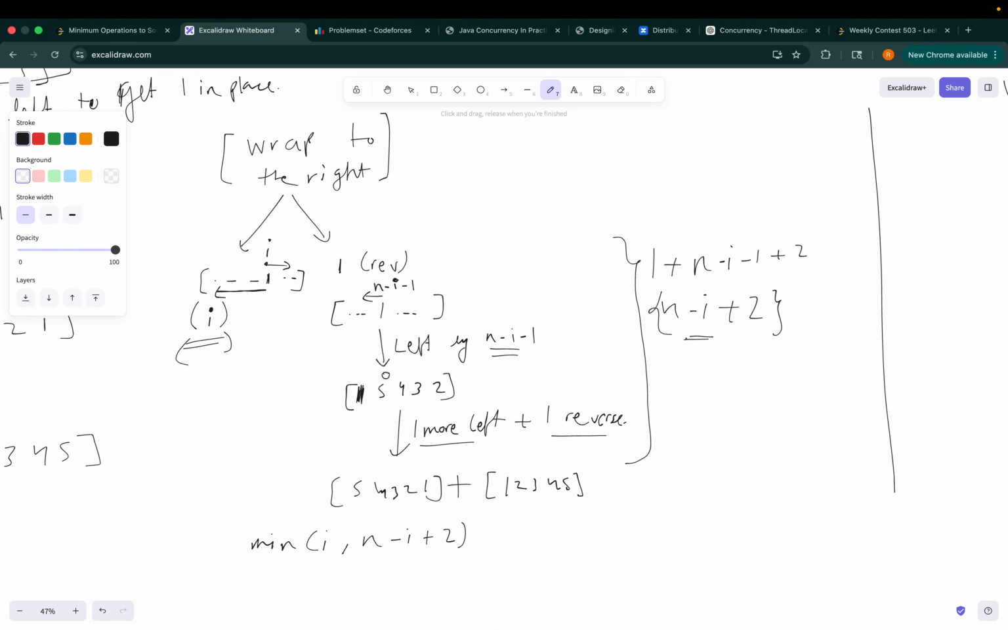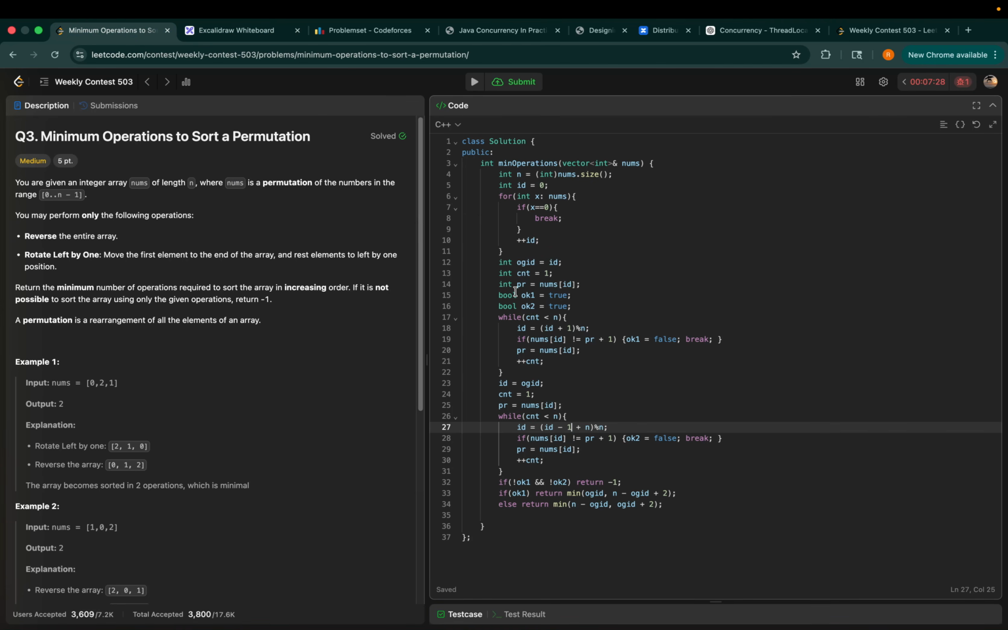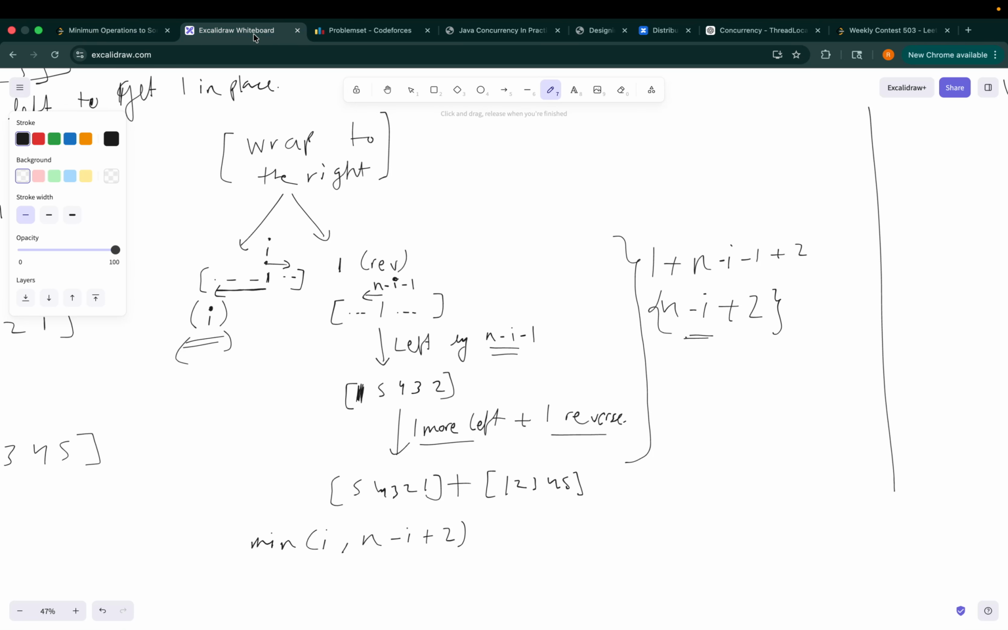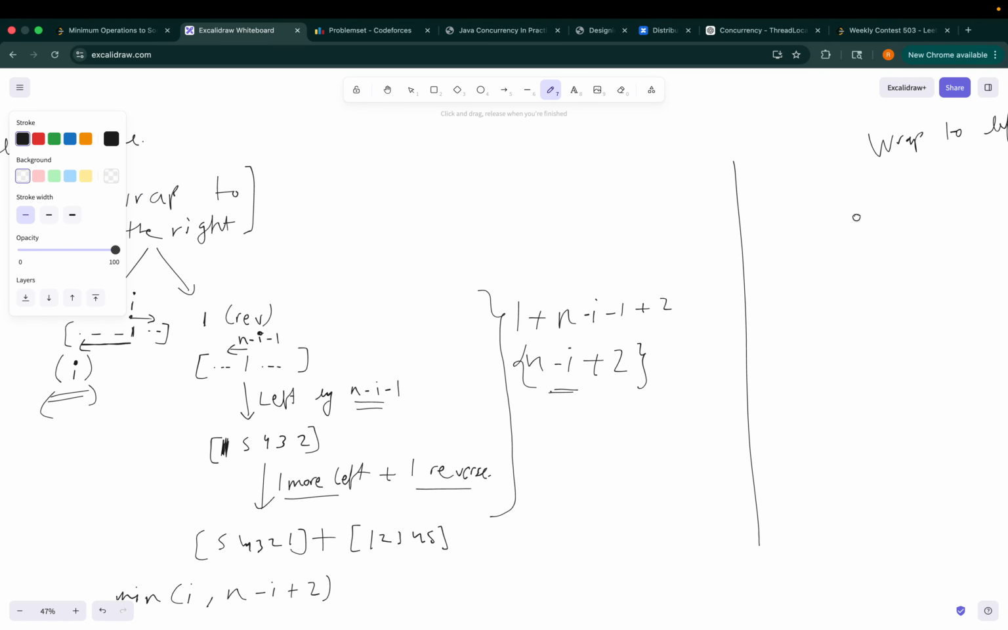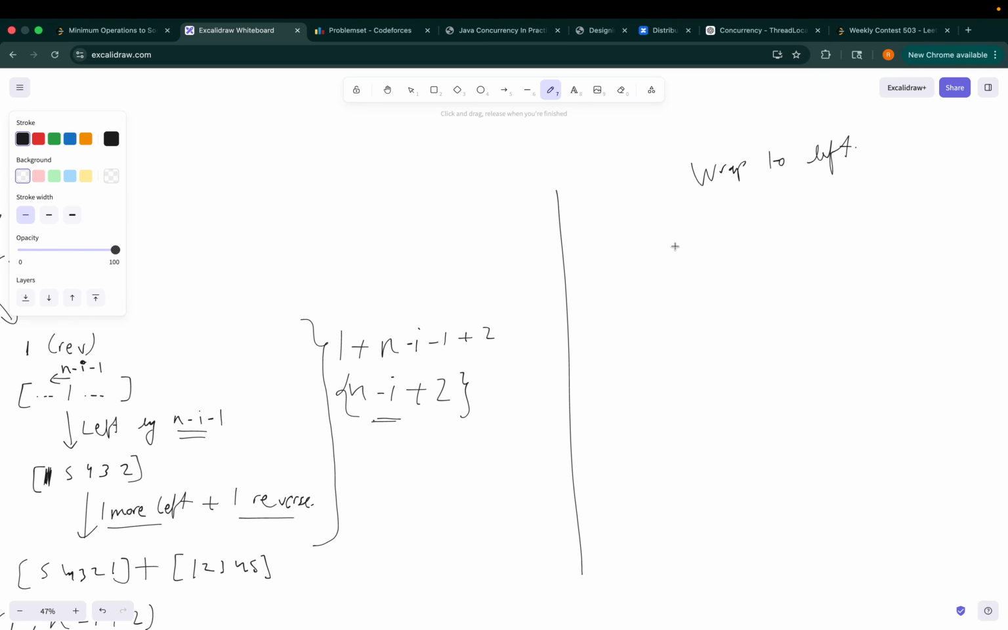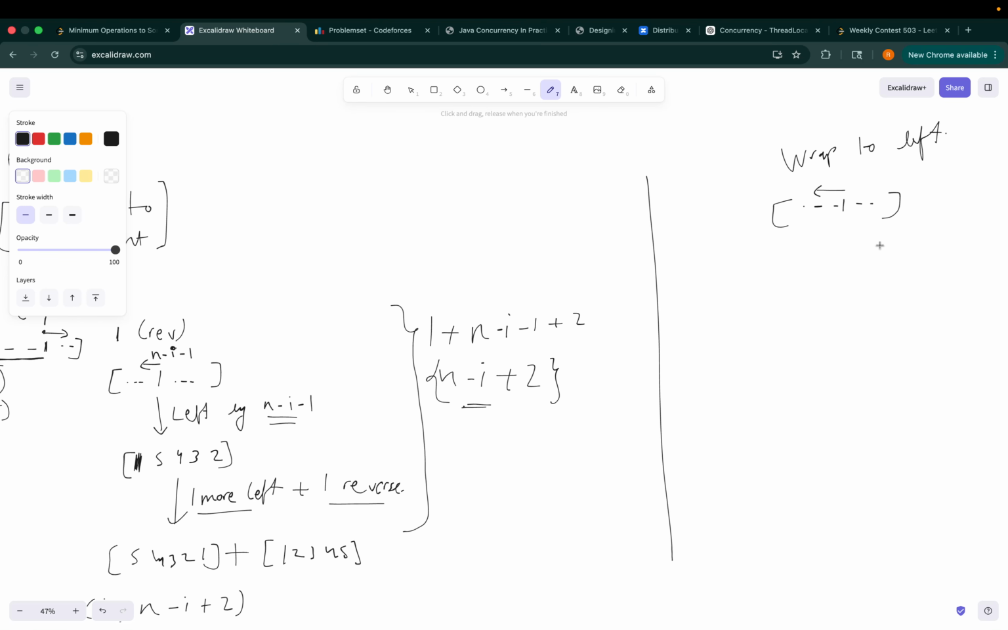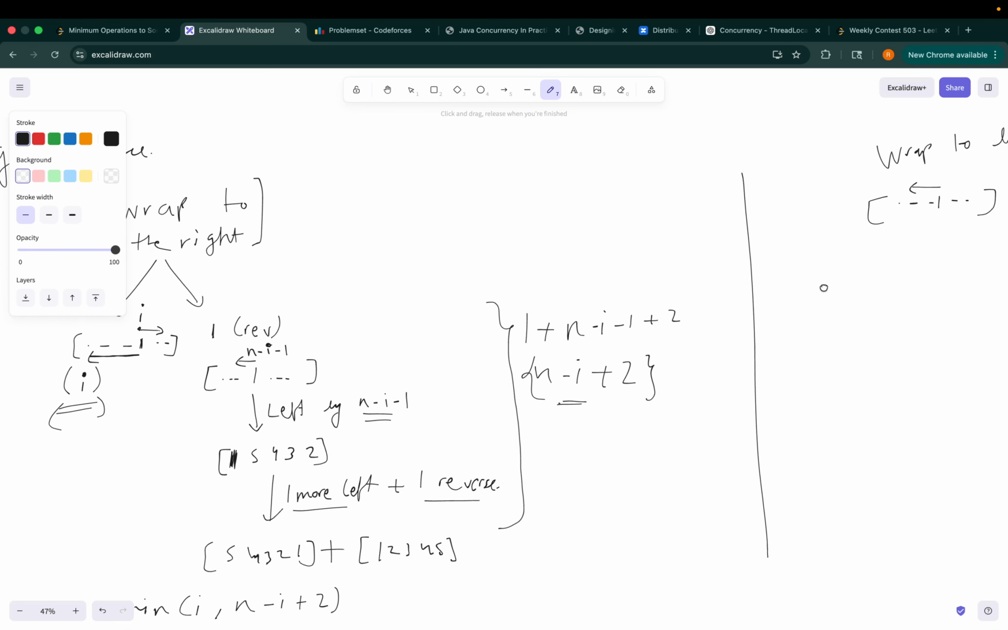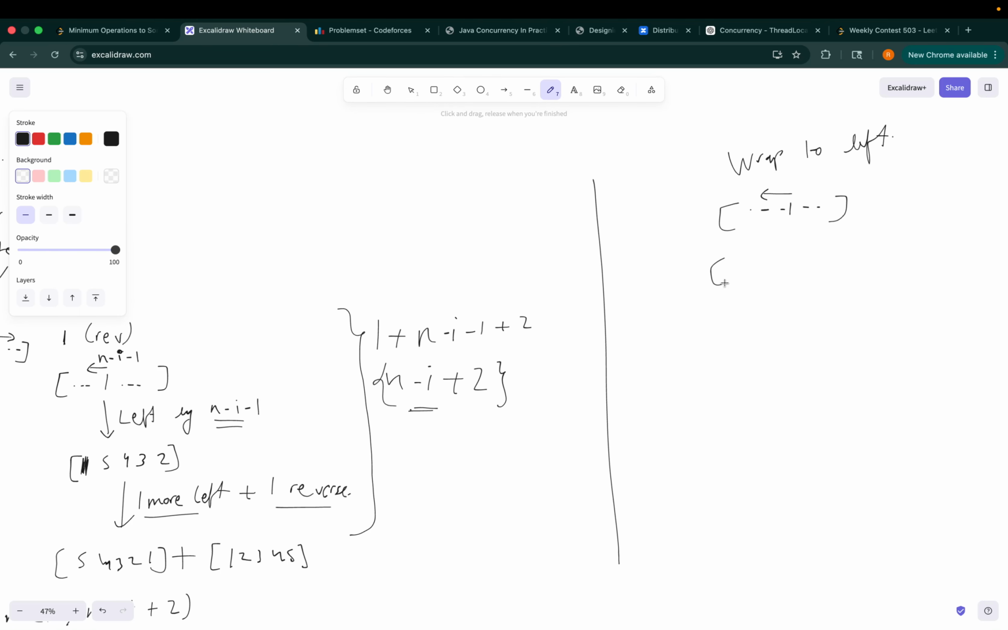Okay, yeah, I n minus I. Okay, so wrapping to the left. So like you have one and it's wrapping to the left like this. Okay, so for example you have the array like this, 1 2 3 4 5.